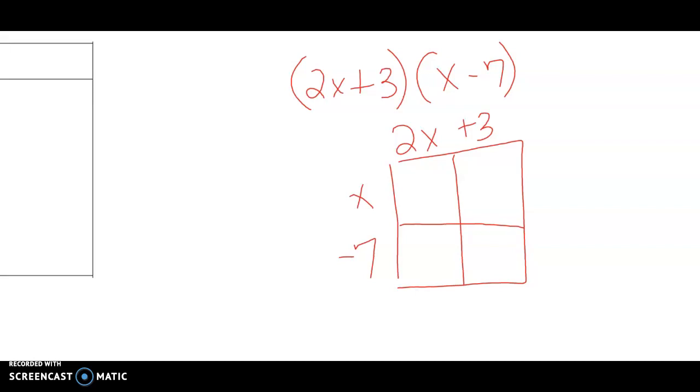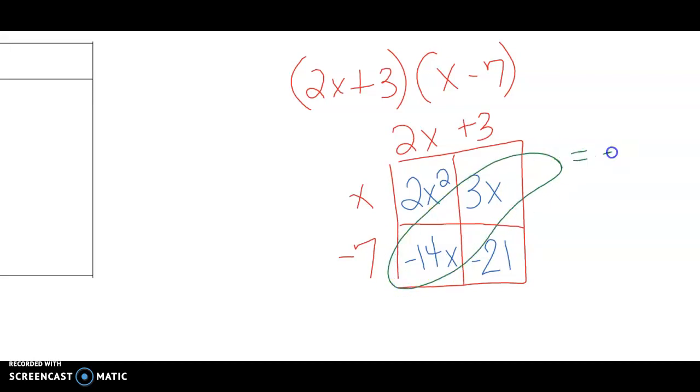Because this goes back into how we factor it. So we got 2x squared, 3x, negative 14x, and negative 21. And now we have our quadratic expression. We're going to combine our like terms. These two are like terms, which equal negative 11x. I added those. So if we were to write our final answer, it would be 2x squared minus 11x minus 21. And this is multiplying with the box method.